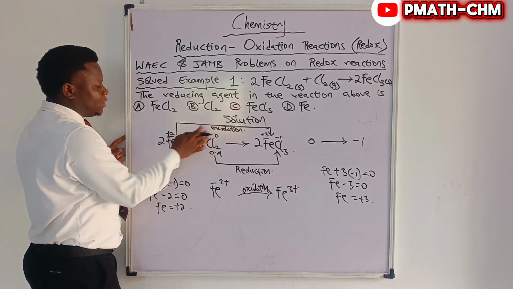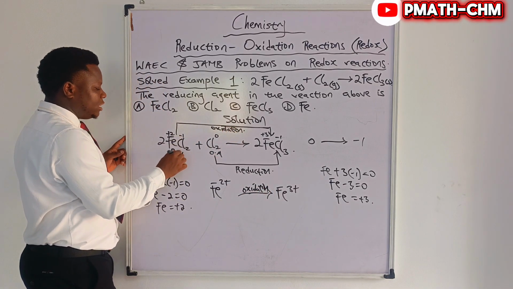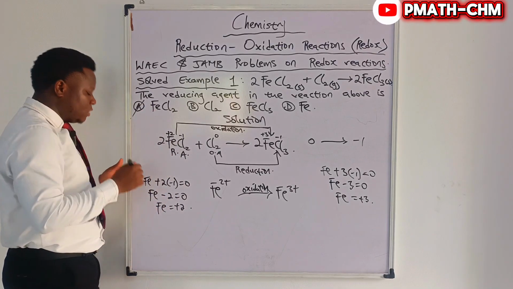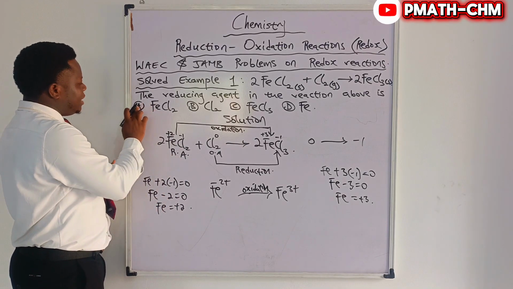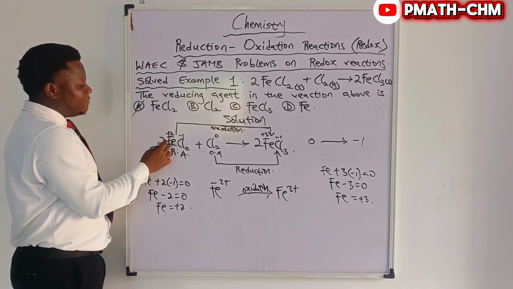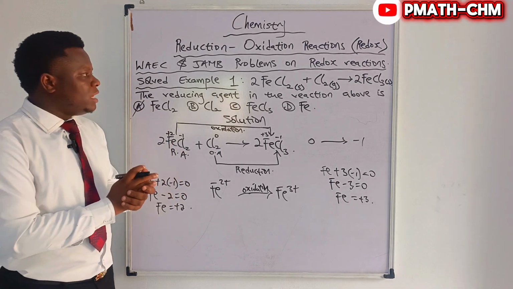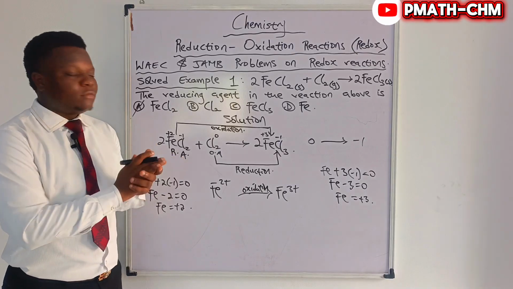So the substance that is oxidized is your reducing agent. In this question, our correct option becomes A. Iron(II) chloride becomes our reducing agent. Let's go to the second example without wasting time.